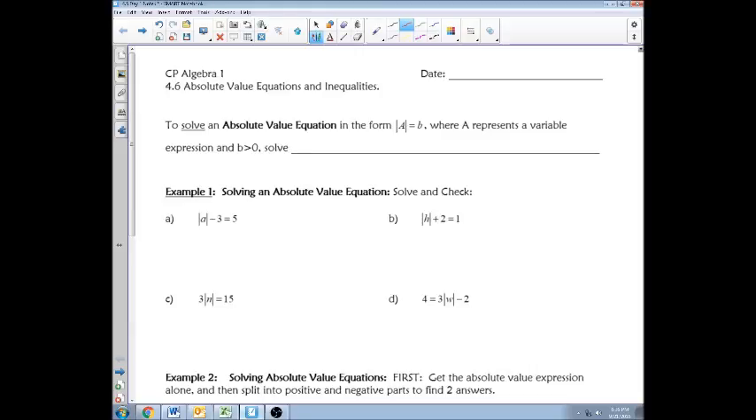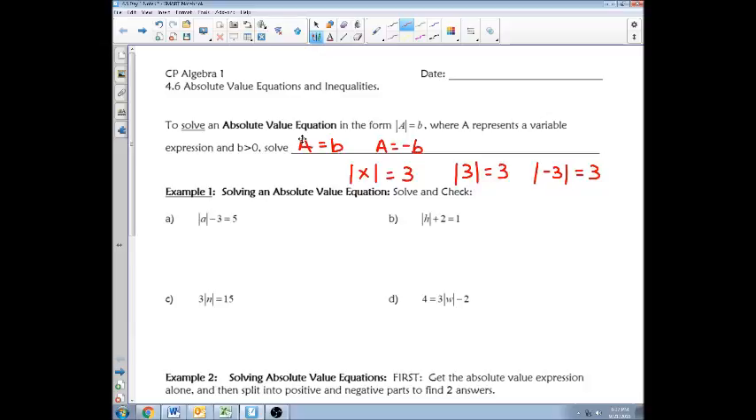First thing, to solve an absolute value equation in the form the absolute value of A is equal to B, where A represents a variable expression and B is greater than 0, we will solve for A would be equal to positive B and A would be equal to negative B. Because if you think about an absolute value, say the absolute value of x is equal to 3, well, x could be positive 3, because the absolute value of positive 3 is 3, or x could be negative 3, because the absolute value of negative 3 is 3. That is why A would be equal to positive B and negative B.